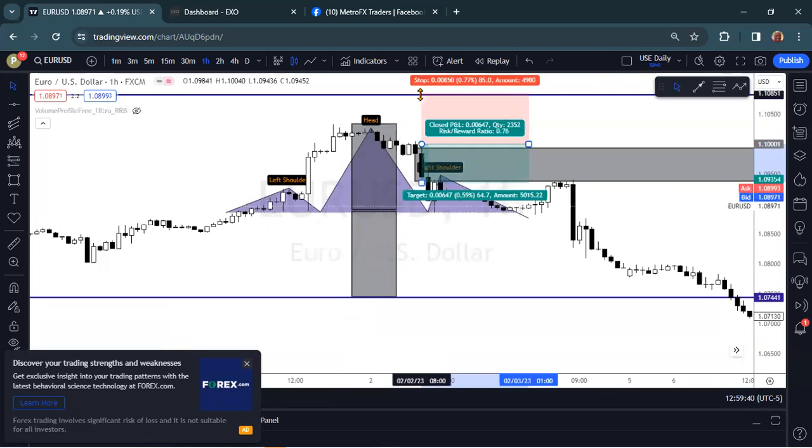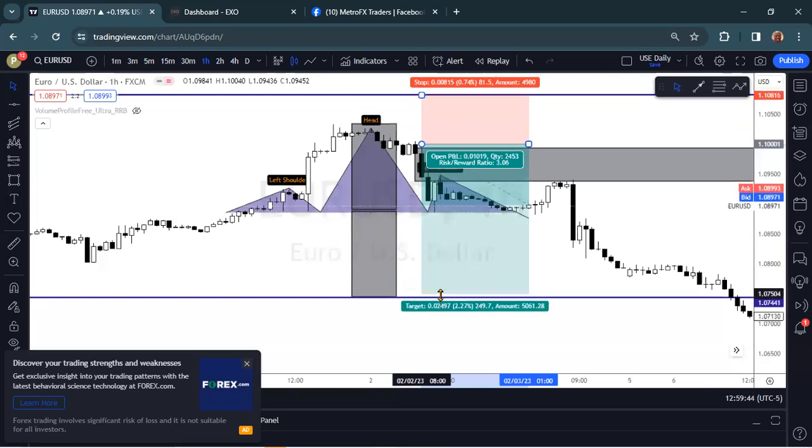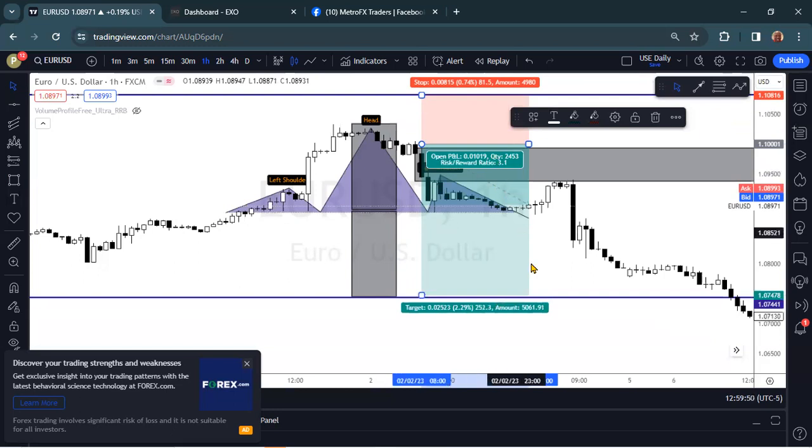Stop loss is right there. Push it all the way down here. This is a 1-to-3 ratio. Okay. So these are the steps you need to take to be a profitable trader.